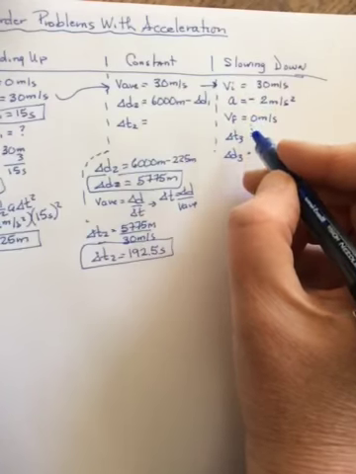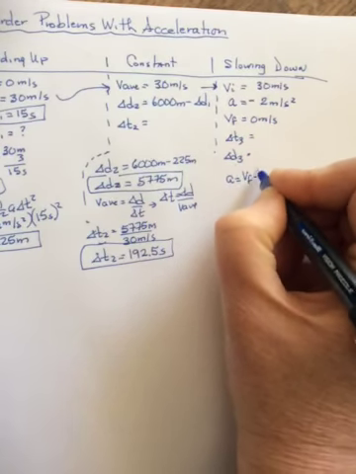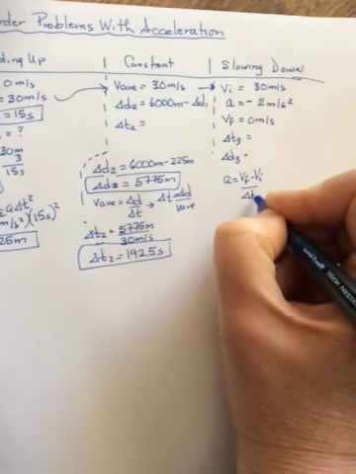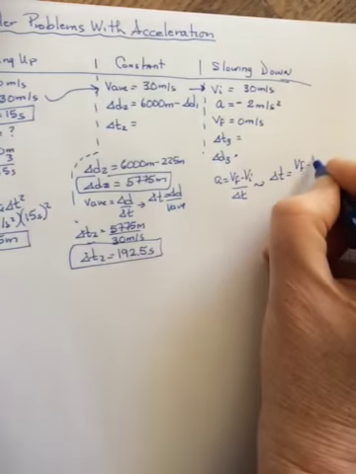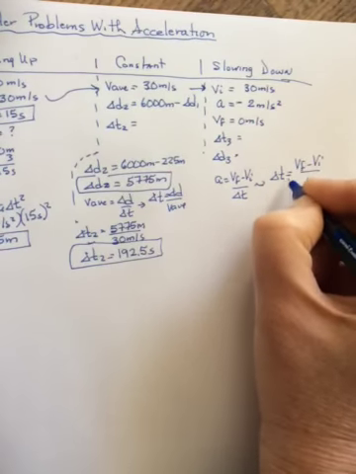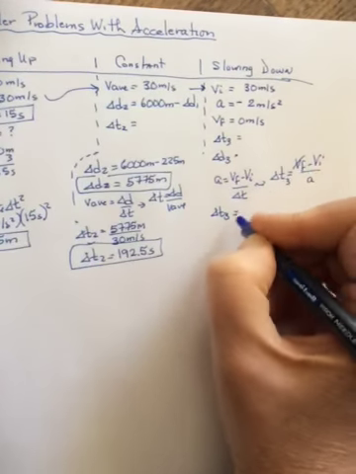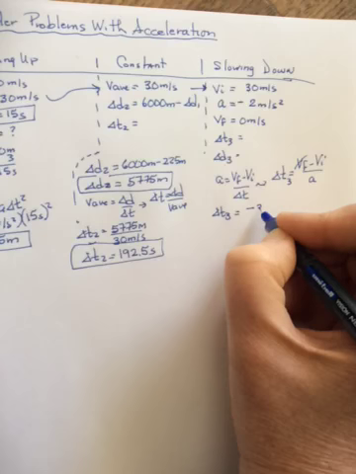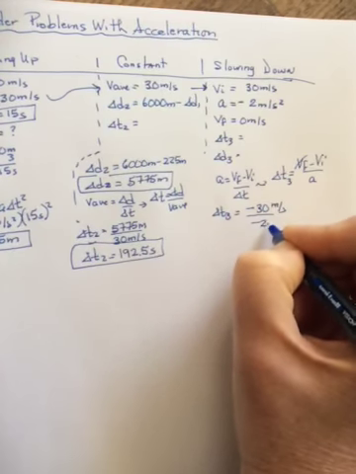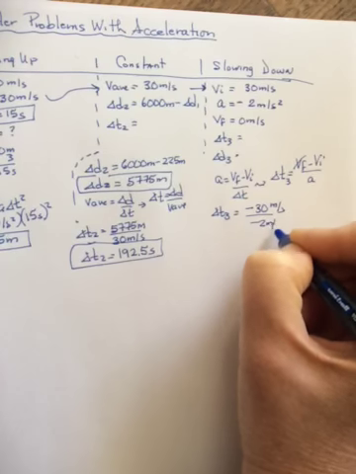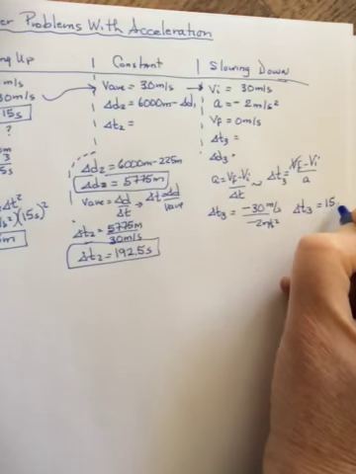So I have a VF, a VI, and an A, so I could find my T, because A is equal to VF minus VI over delta T. So delta T is equal to VF minus VI over A. So delta T3, VF goes to 0, so negative 30 meters per second over negative 2 meters per second squared, so T3 is equal to 15 seconds.